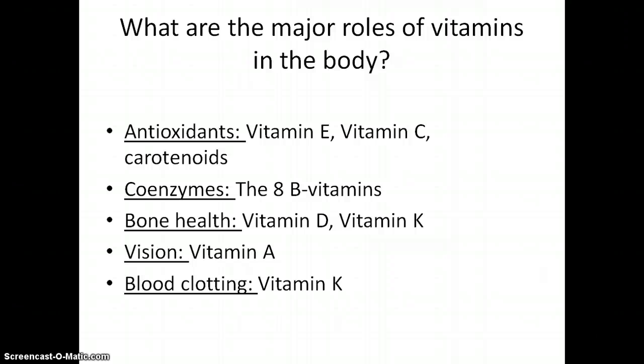This is our key terms for our unit. I hope this was helpful in preparing you for the reading of the lecture and the text.